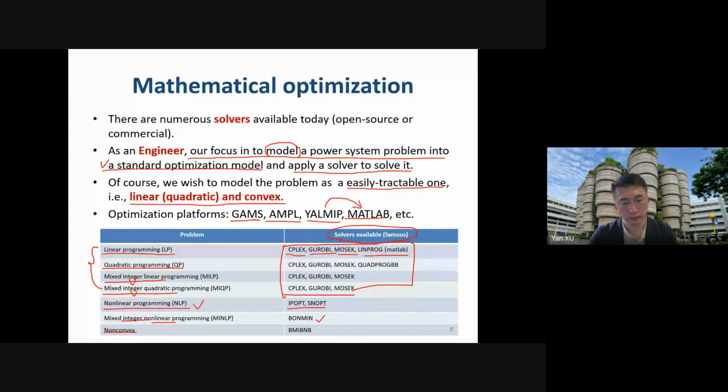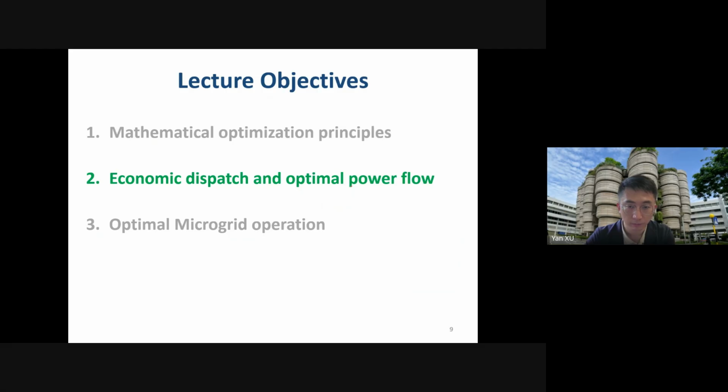Written in MATLAB, very easy to use. You can also go to the website to search this. YALMIP is open source, free for download. Okay. All right, so that is about some fundamentals of the mathematical programming.